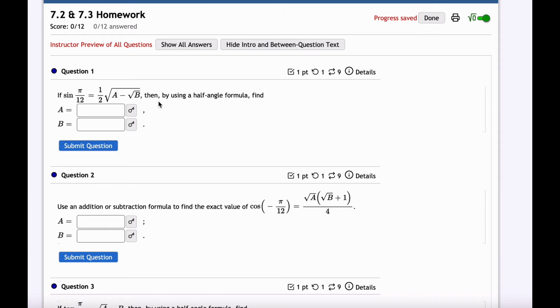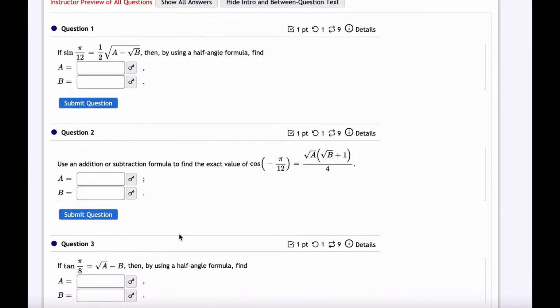And then note what it wants is the numbers that are in place of A and B in this expression. So it doesn't want the actual value. It's saying that the actual value will fit this form, and it wants you to tell it what numbers go in place here. And that's the same basic idea for the first half or so of this assignment.